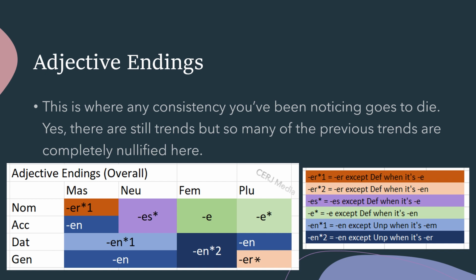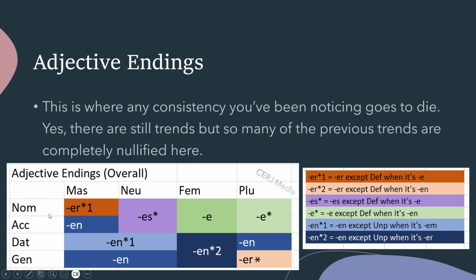Adjective endings. Yes. This is where any and all consistency you've been noticing goes to die. There are so many inconsistencies with the adjective endings. There's a lot of N's, right? ENs to be exact. So as you can see here, most of these end with EN in some way, shape, or form. There are exceptions, of course, but this is the overall chart.